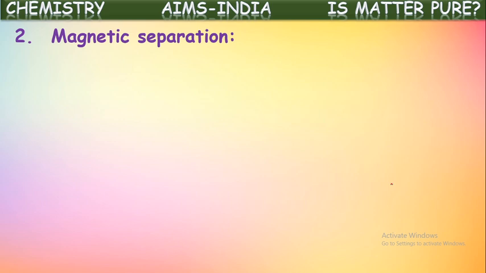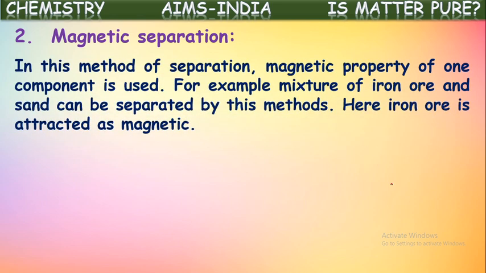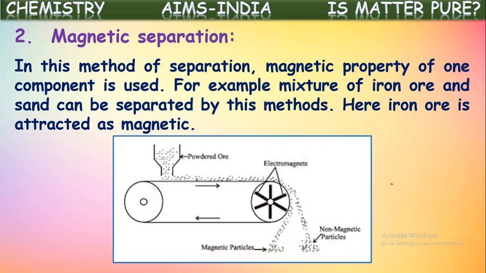Next technique, magnetic separation. In this method of separation, the magnetic property of one of the components is used. For example, a mixture of iron ore and sand can be separated by this method. We know here iron ore is a substance which is attracted by a magnet. So when you take the mixture of a magnetic ore or magnetic substance with the sand, these are the machineries which are used to separate these magnetic particles and non-magnetic sand particles.